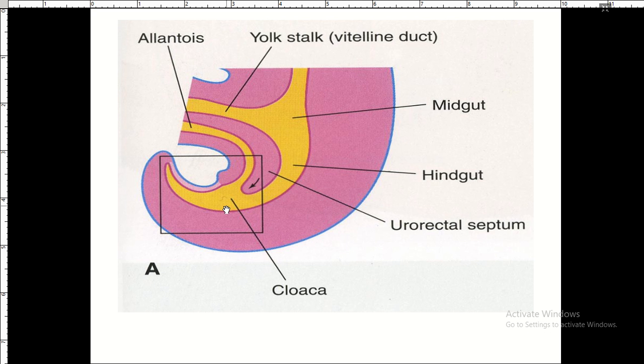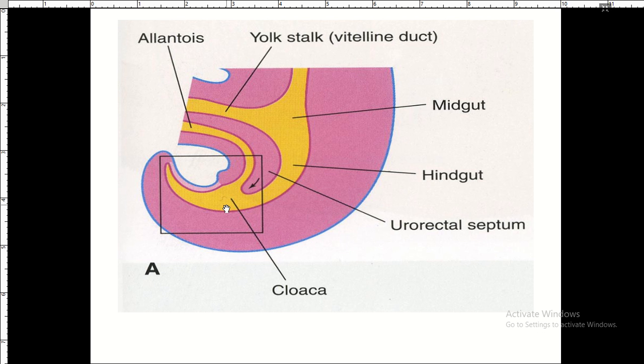Initially, the hindgut and what is called the urogenital sinus, which will become the urinary system and the reproductive system, are in communication. And this combination is called the cloaca right here.